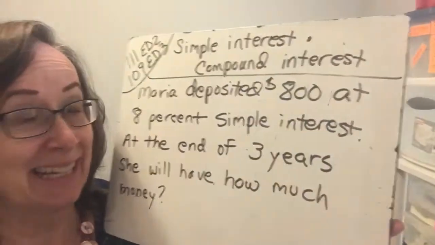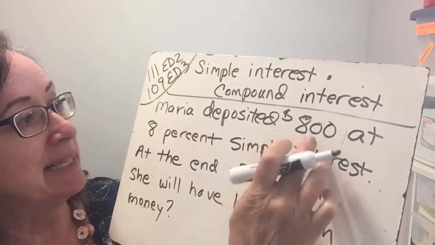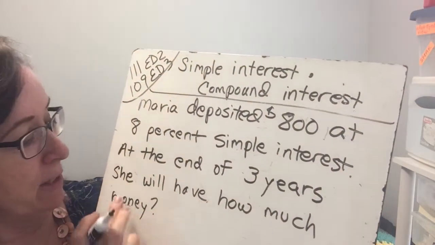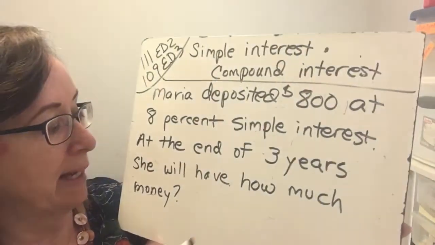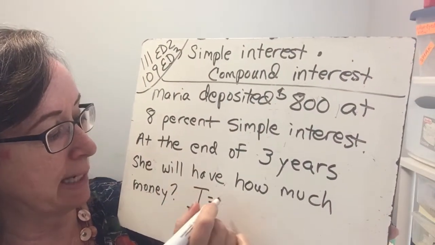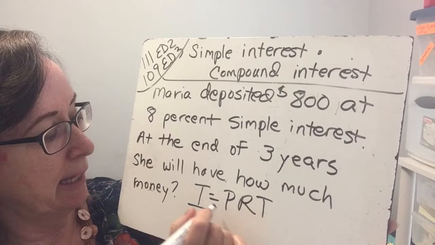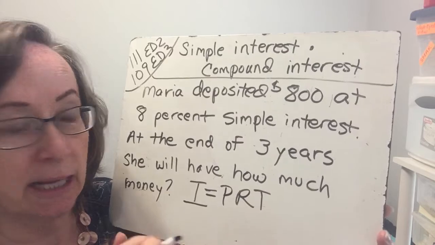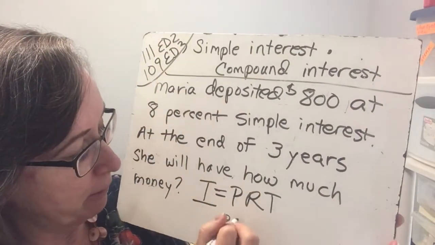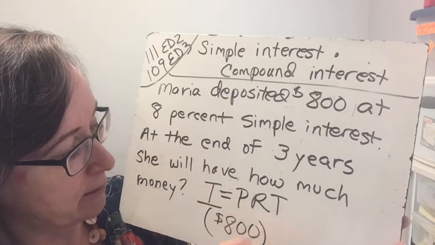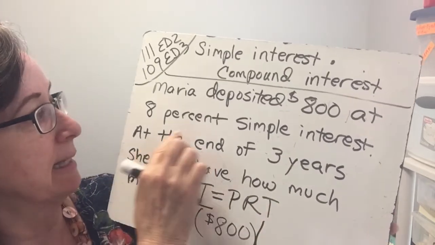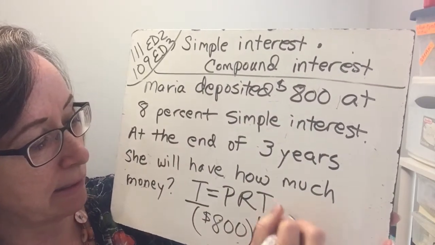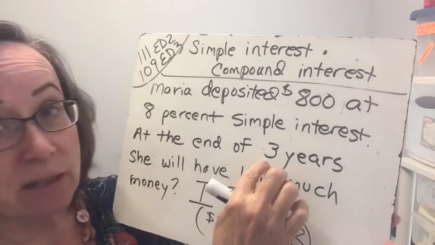All right, so here is our second example. Maria deposited $800 at 8% simple interest. At the end of 3 years, she will have how much money? Okay, so we're going to use our interest formula. Interest is principal times rate times time. And let's look at the problem. This was $800 is what she deposited, and so that will be our principal. So $800 is our principal. And the rate is given right here. 8% simple interest is going to be 0.08. And then the time is 3 years.